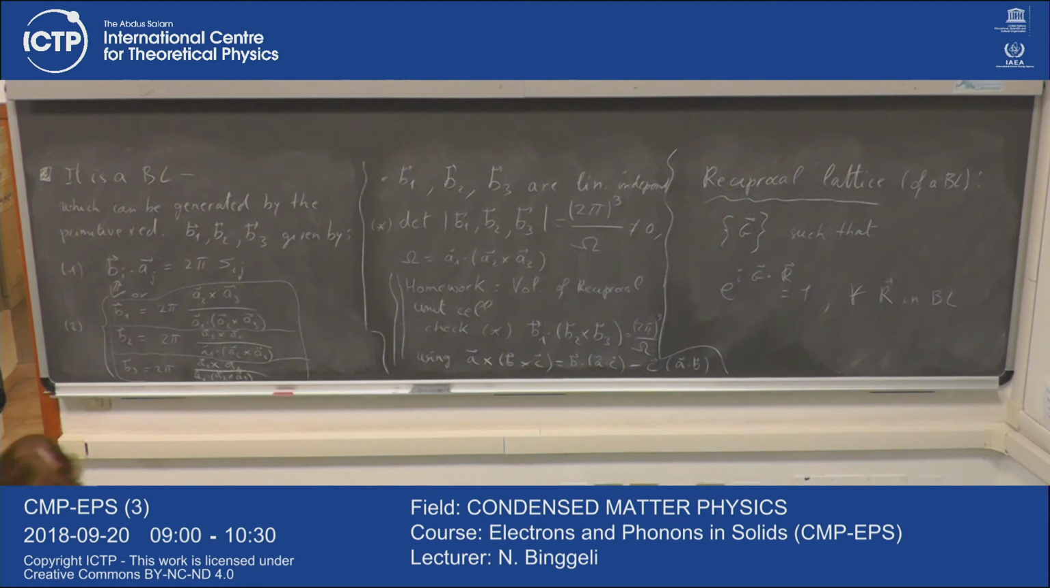Well, okay. This is the homework. And yes, we will continue next time on the reciprocal lattice and show that indeed these B1, B2, and B3 generate the reciprocal lattice. And that, therefore, it's a Bravais lattice. Okay. Any question? Everything clear? All right. Let's stop.